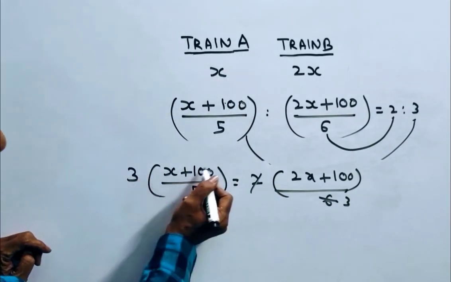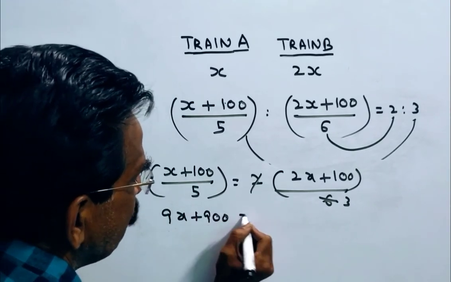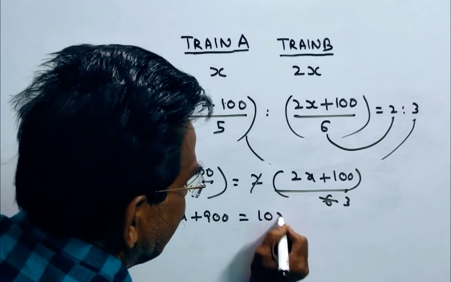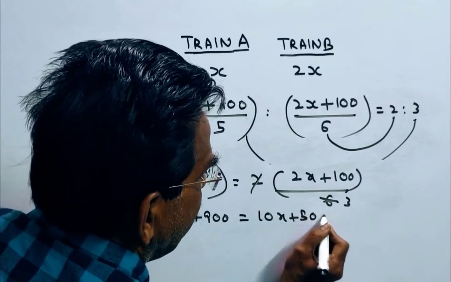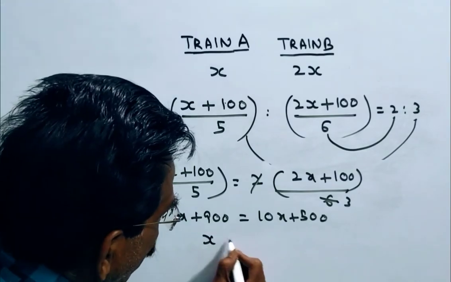2 threes, 9x plus 900 is equal to 5 twos, 10x plus 500. So it implies x is equal to 400.